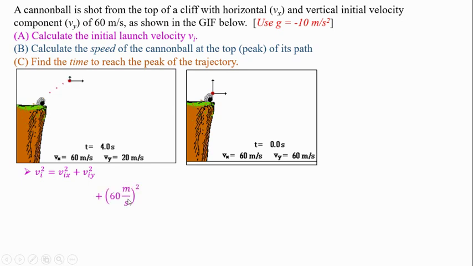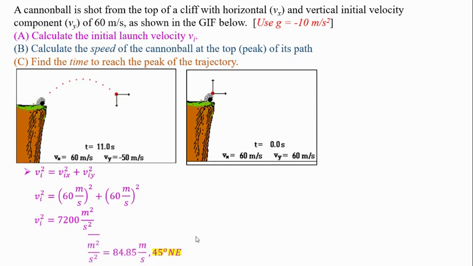All right, so all we have to do is plug in the values that we know. Vix here is 60, and we're going to square that. Viy is also 60, and we're going to square that. That's going to give us Vi squared. So 60 squared plus 60 squared gives you 7,200. This is Vi squared, but it wants us to find the initial velocity, so we square root both sides. The radical of Vi squared gets rid of the square, and the radical of 7,200 gives you an answer of 84.85 meters per second.